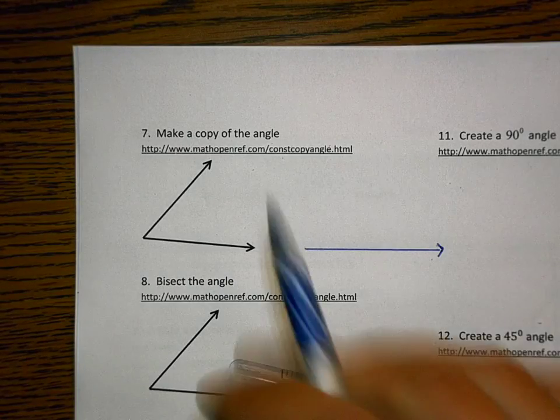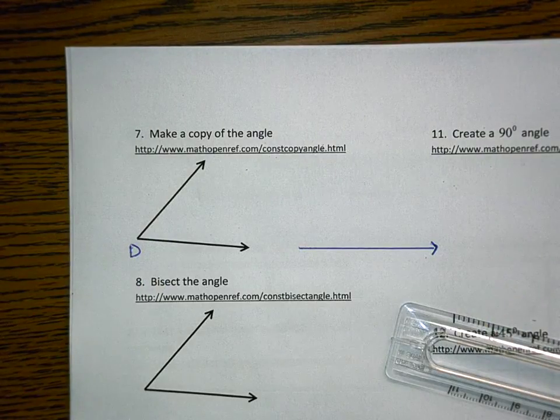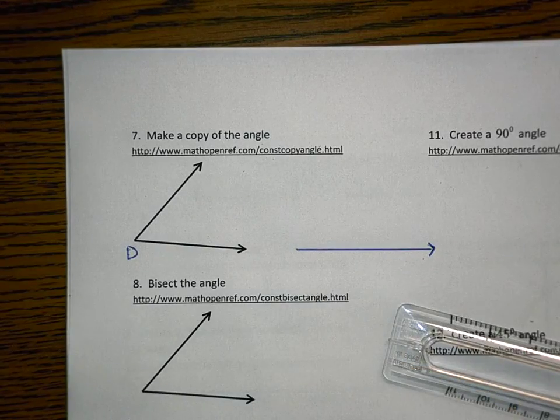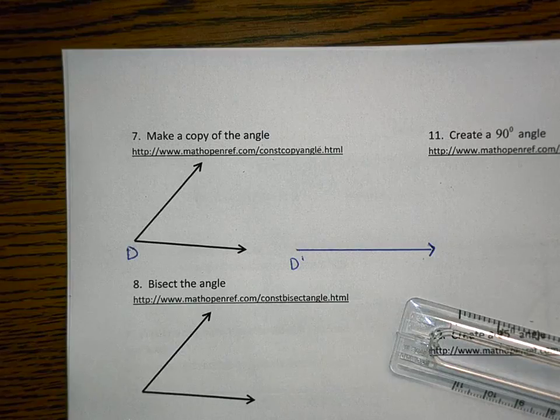Let's call this angle over here angle D, which means if this is angle D, what would the endpoint be called over here? D prime.